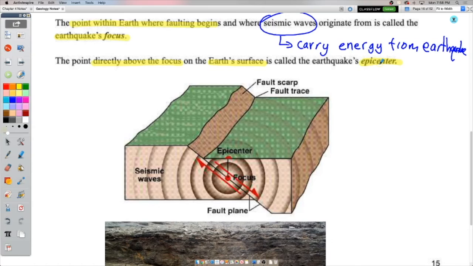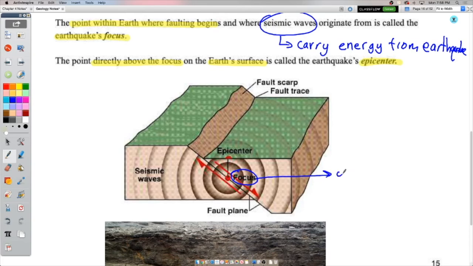Well, yeah, because people might actually live up here, right? It's great to know that the earthquake started down there, but the epicenter is the point on Earth that is closest to where that's going to be, right? So realistically, that's the place that we are the most worried about. How close are you to the epicenter?